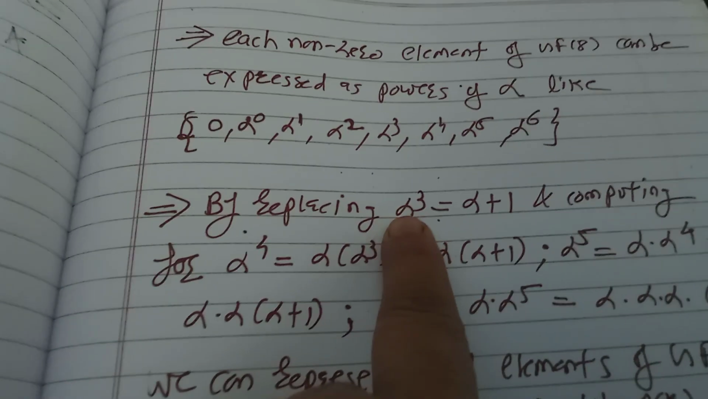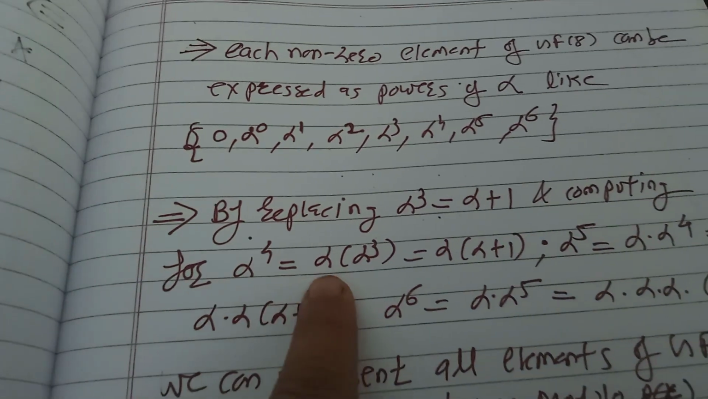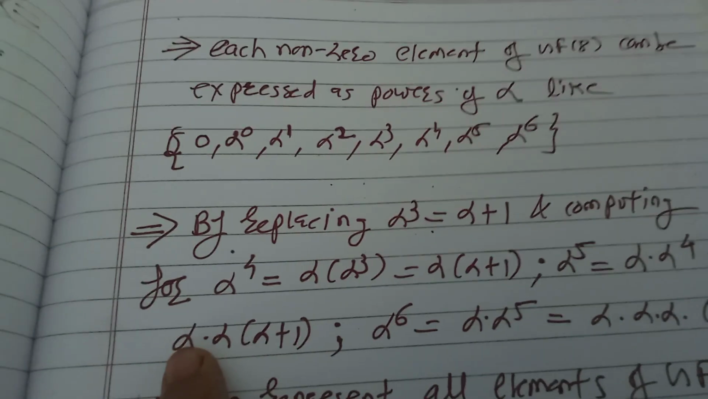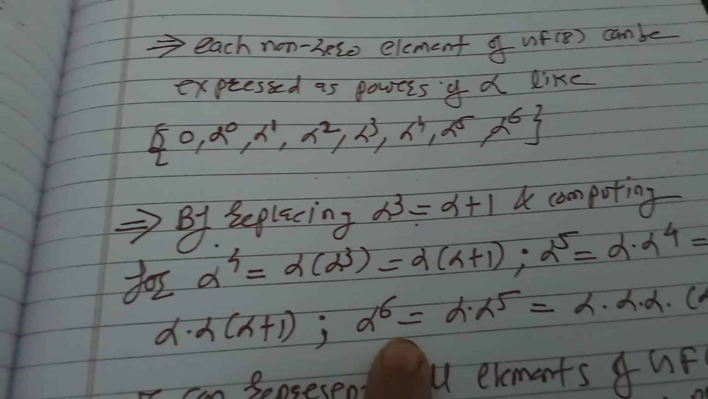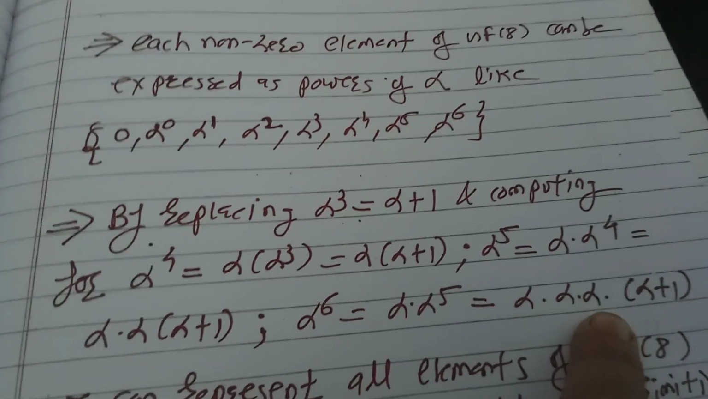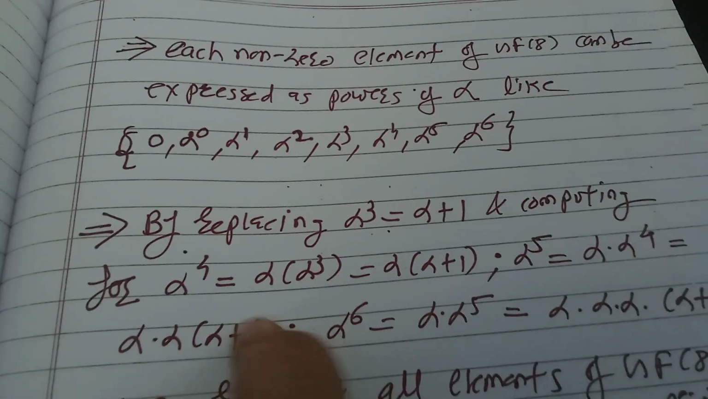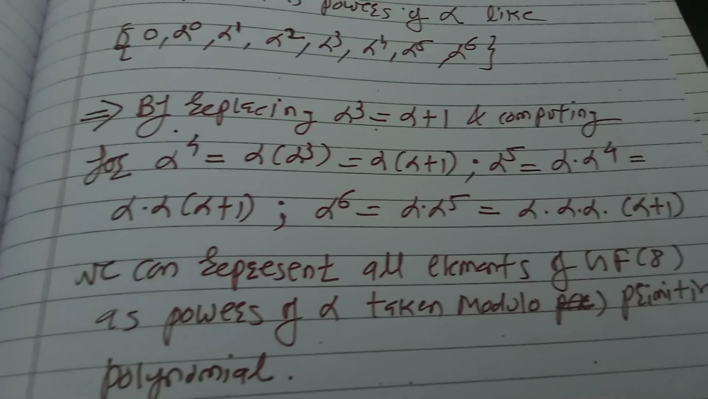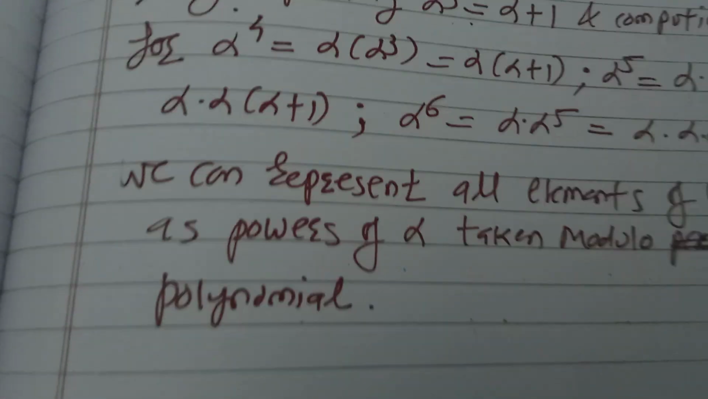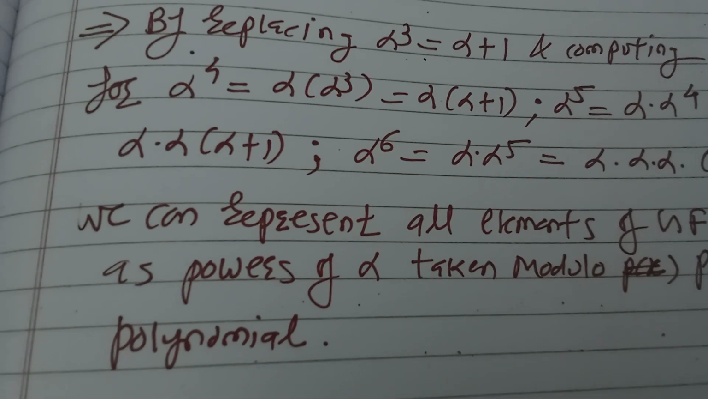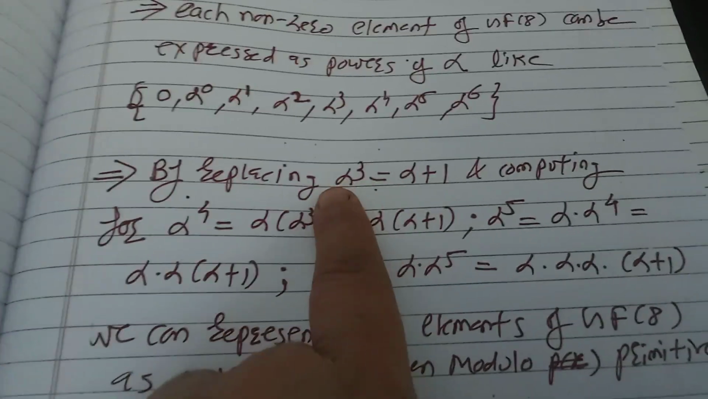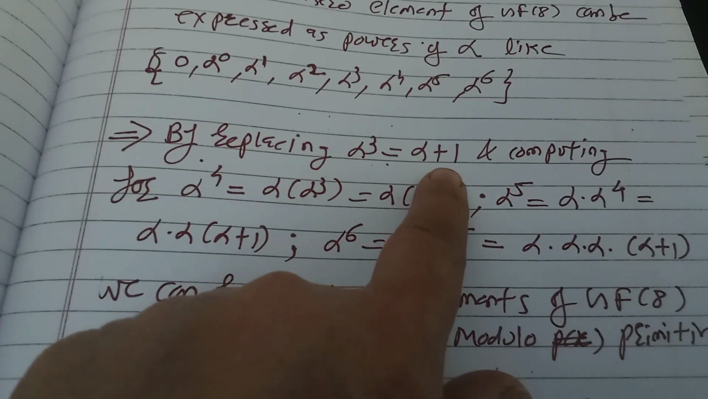So we are representing alpha cube as alpha plus 1, alpha raised to 4 as alpha into alpha cube, that is alpha into alpha plus 1, alpha raised to 5 means alpha into alpha raised to 4, alpha 6 is alpha into alpha 5. We are not solving this because that is not the intention of this video. So here we just have to say that every element is represented as powers of alpha, as well as represented as powers of alpha taken modulo the primitive polynomial. This is called modulo primitive polynomial, mod of p(x).